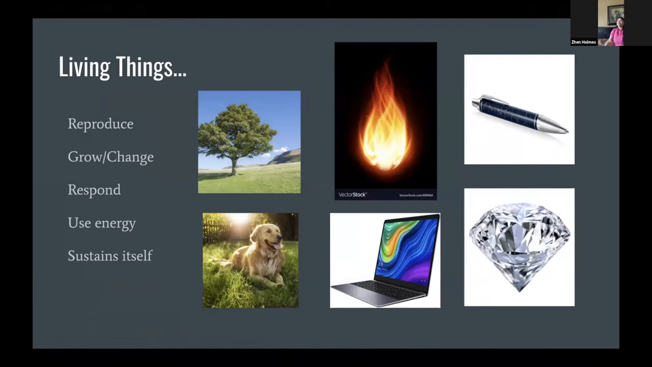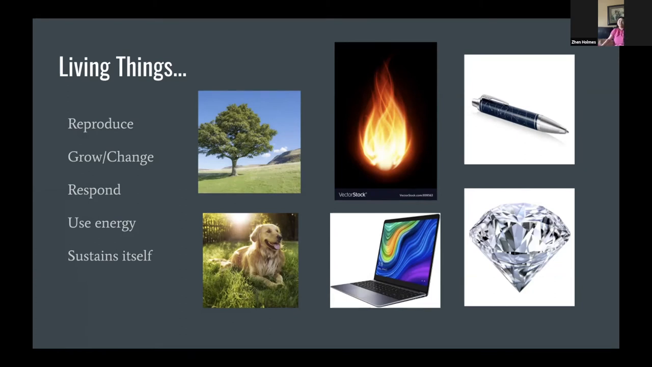And sometimes it's pretty simple. Like my friend Belle here, the dog, she reacts to me and she eats and jumps and plays. And rocks don't do any of those things. So pretty sure Belle's alive and a rock's not. But other times it's harder.